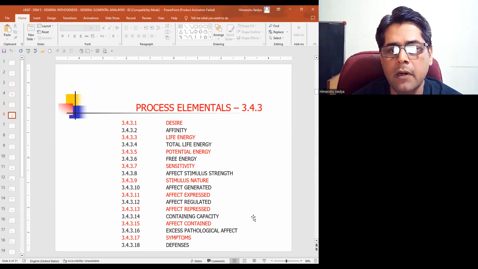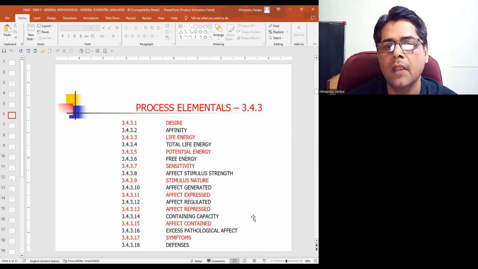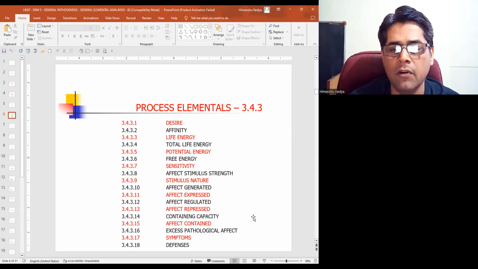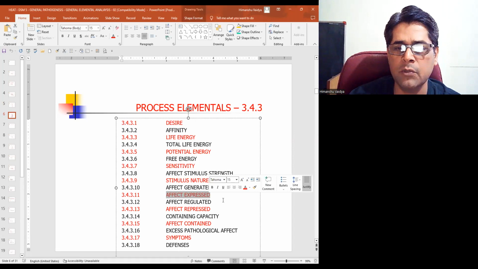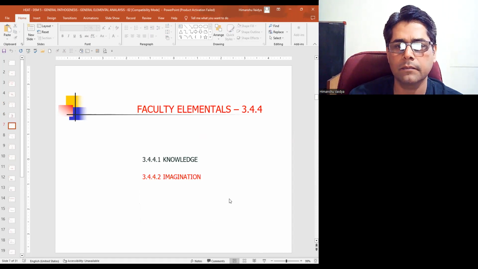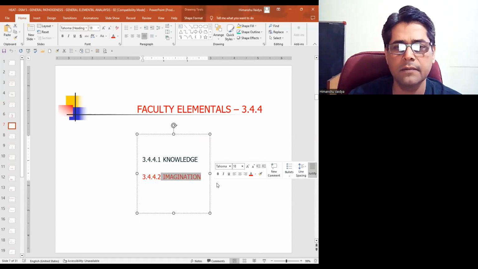3.4 is very important. It's very high. 3.5, 3.5 also is very important. 3.14 is very important. And 3.11 is always important, because if 3.11 is well done, chances of pathology emerging are lower.